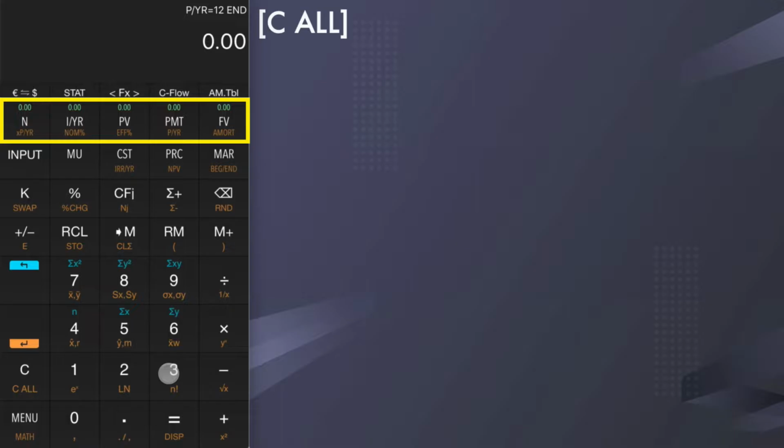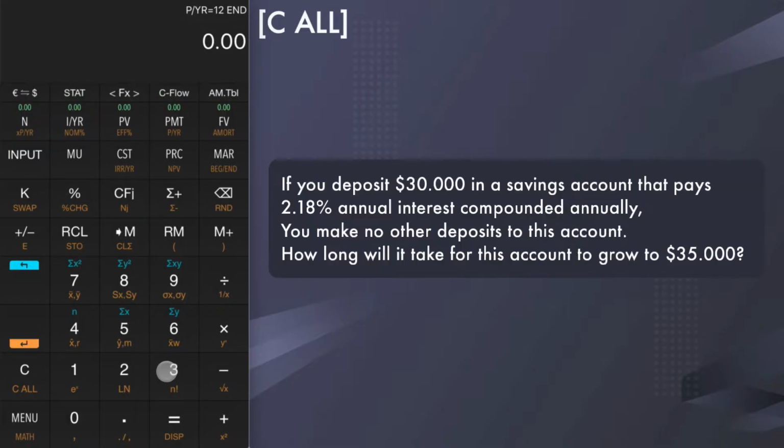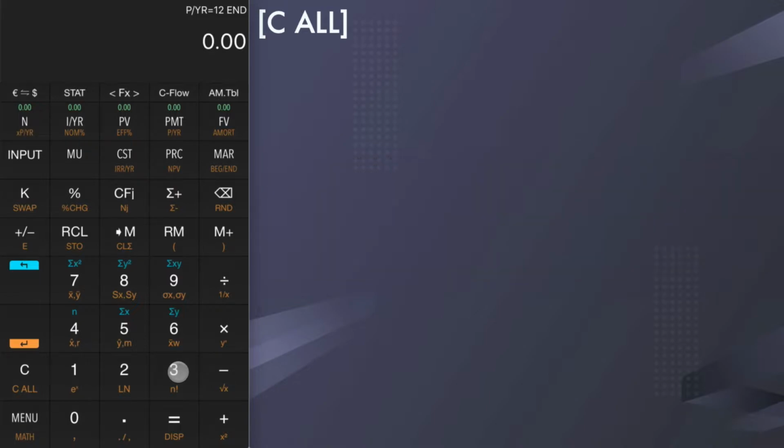Let's consider the example of your savings account. If you deposit $30,000 in a savings account that pays 2.18% annual interest compounded annually, and you make no other deposits in this account, how long will it take for this account to grow to $35,000? You deposit $30,000 in a savings account.